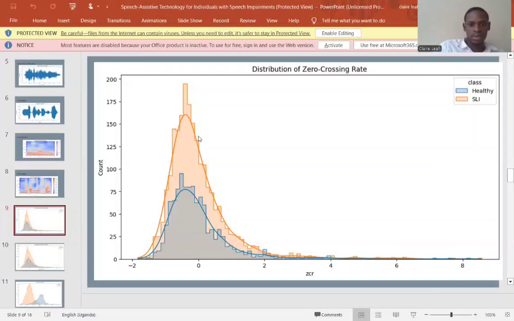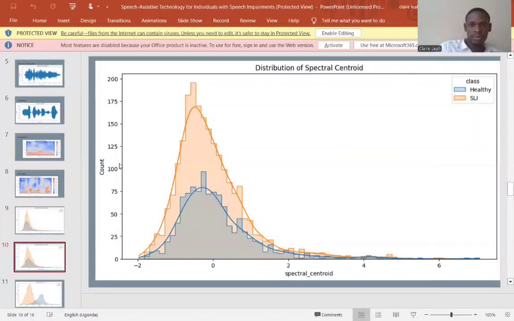So that's all about the zero crossing rate. It's just the rate at which the signal crosses the zero point in the count. Then the spectral centroid. The spectral centroid is almost similar to the zero crossing rate, only that for us, it's about the centering of the data itself.